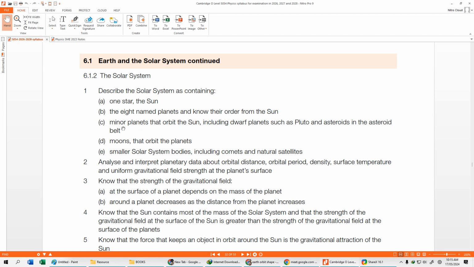And then we can have minor planets that orbit the sun, including the dwarf planets such as Pluto and asteroids in the asteroid belt. So we also have to know that there is a minor planet, not necessarily a total planet. So it's a minor planet, that is Pluto, and there is the asteroid belt. And now, where is the asteroid belt?